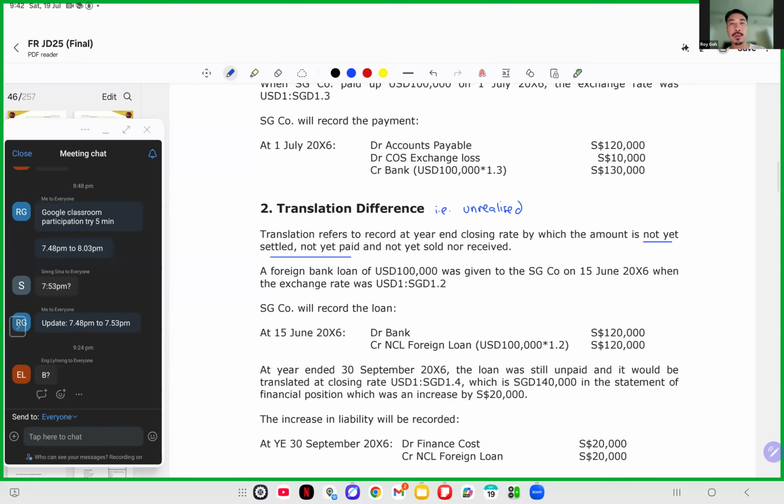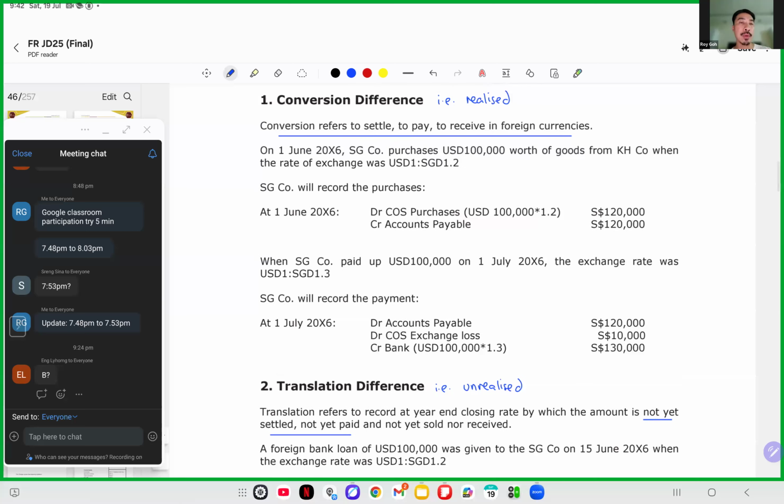At your workplace, you can use the word realized, you can use the word unrealized, but not for us. For example, a Singapore company buys from a Cambodia company, maybe rice or food produce, worth 100,000. The exchange rate is $1 to 1.2 Singapore dollars. So the Singapore company is the buyer: debit purchases, credit payable.